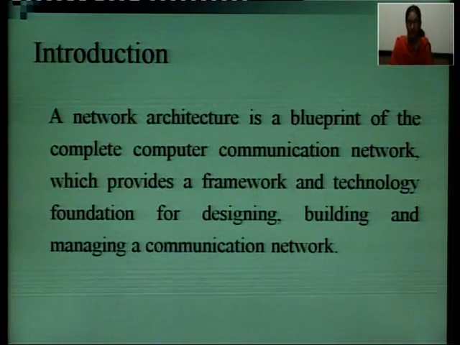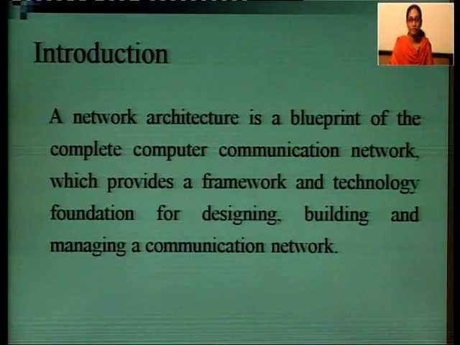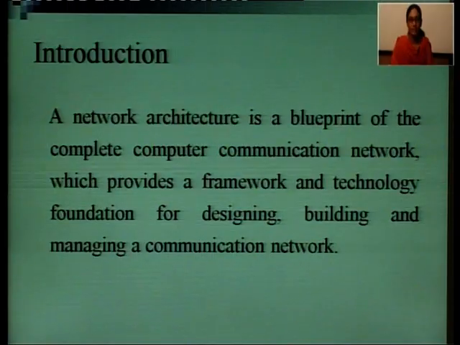So what is the network architecture in computer networks? Network architecture is simply the layout of that computer network. A network architecture is the blueprint of the complete computer communication network, which provides a framework and the technology foundation for designing, building, and managing a communication network. So it is simply the layout of the complete computer network, how we can design, build, and manage the whole computer network system.